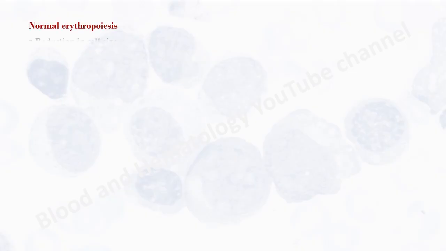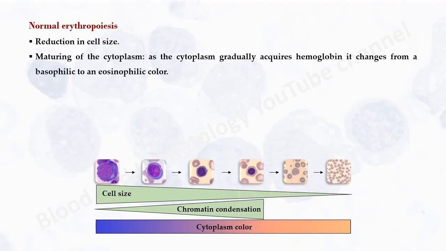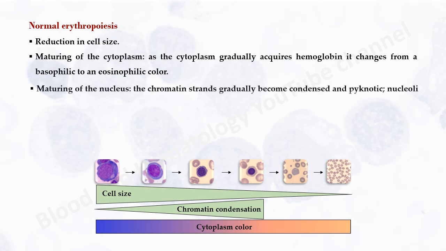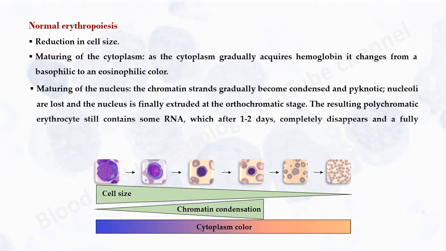Normal erythropoiesis is characterized by the following progressive changes. Reduction in cell size. Maturing of the cytoplasm. As the cytoplasm gradually acquires hemoglobin, it changes from a basophilic to an eosinophilic color. Maturing of the nucleus. The chromatin strands gradually become condensed and pyknotic, nucleoli are lost and the nucleus is finally extruded at the orthochromatic stage. The resulting polychromatic erythrocyte still contains some RNA, which after 1 to 2 days, completely disappears and a fully hemoglobinized mature erythrocyte results.